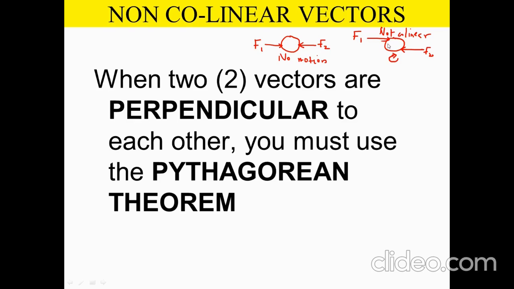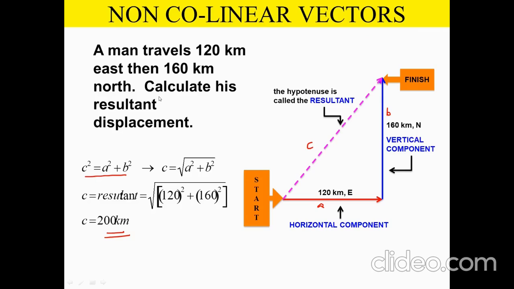However, you might have a situation in which the forces are not collinear. In most of these cases, you can apply the Pythagorean theorem. So let's look at an example. A man is traveling 120 kilometers east, and then he travels 160 kilometers north. It is represented in vector notation as shown here. This is the start point, and you have one vector that points east with magnitude 120 kilometers, and then another vector that points north with magnitude 160 kilometers.